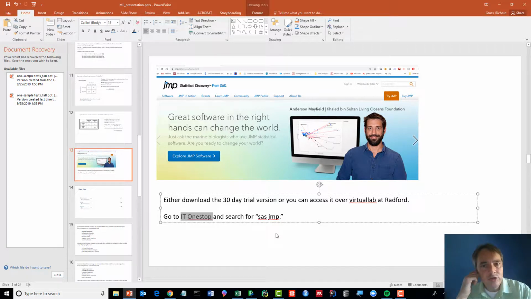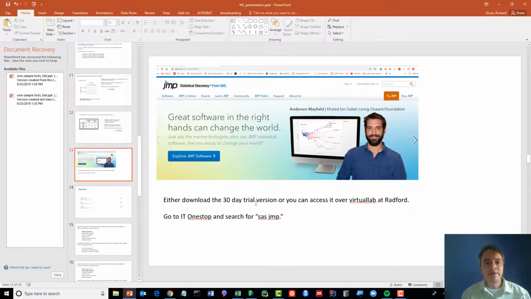So basically, I think you may be able to request your own copy of this. In fact, if you're interested, I'll talk about getting licenses for all of you. But you can use the virtual lab, which means that you will remote desktop to a computer on the Radford campus and use the software that's on that. But either way, if you really want a copy of JMP, come and talk to me, and if necessary, I'll look at getting some department funds to get you a copy.